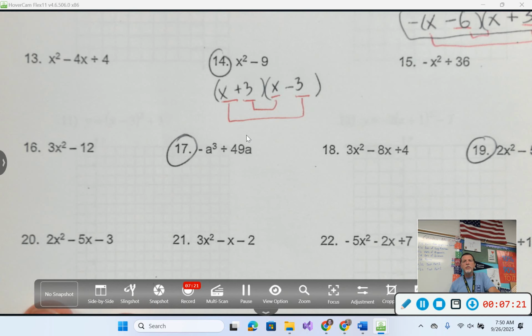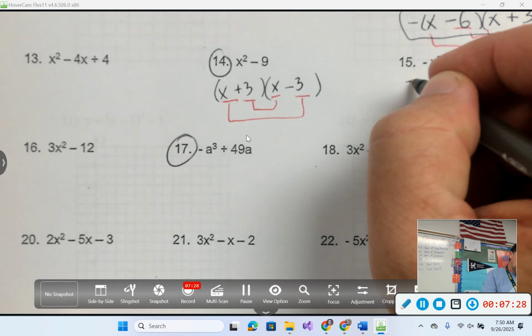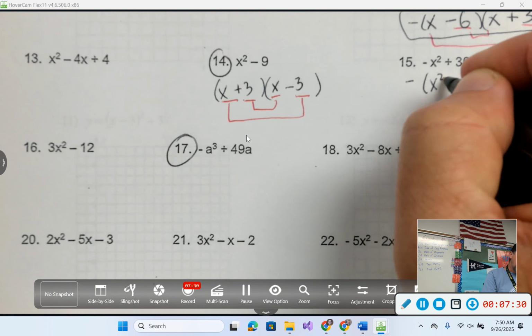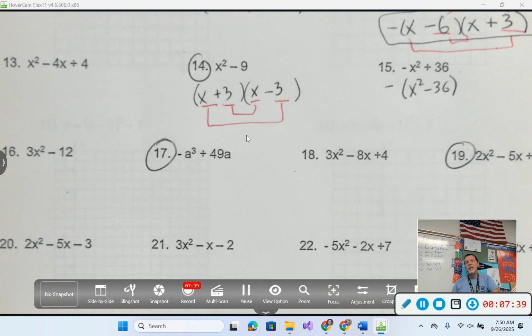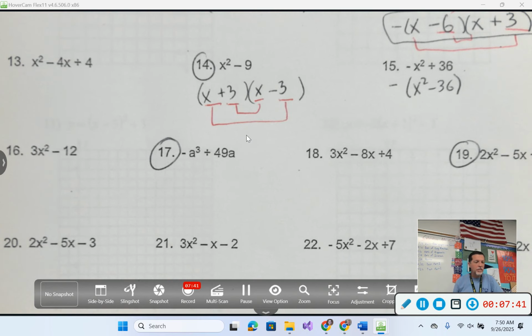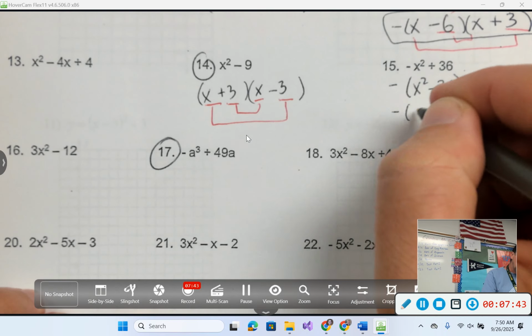What do you think we should do first on 15? Take the negative out. And then it's pretty easy after that. Again, if my lead term is negative, I'm always going to factor it out. You don't have to, but it's just so much easier if you'll take that lead negative off of there.